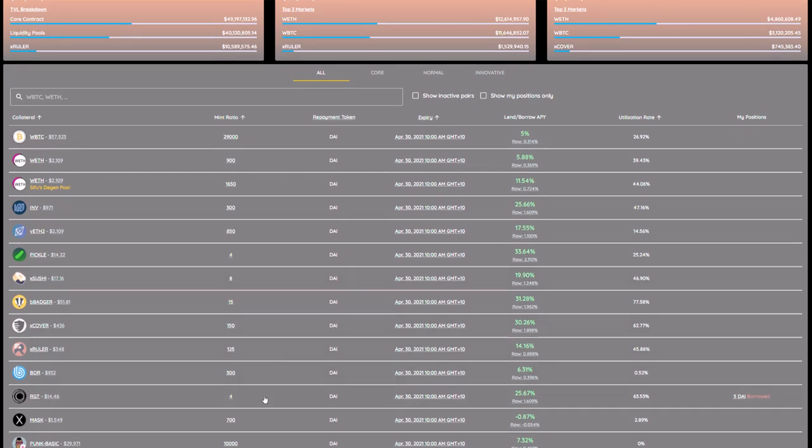So we're going to use the RGT token. Right now it's trading at $14.46. Strike price, I can get $4 per RGT token at a rate of 25.67%. And the beauty of Ruler Protocol is that I don't have to worry about liquidations.